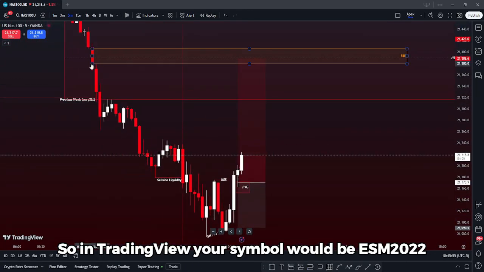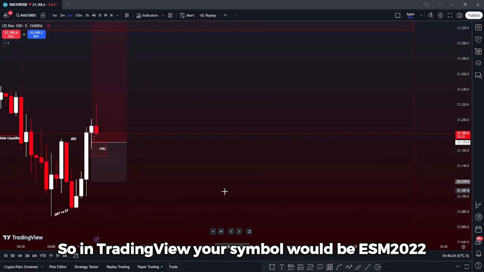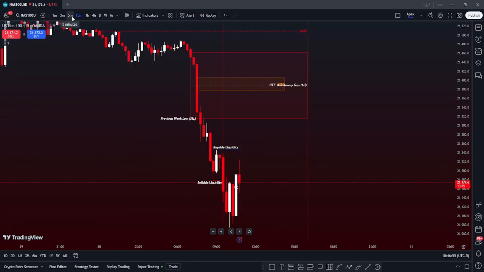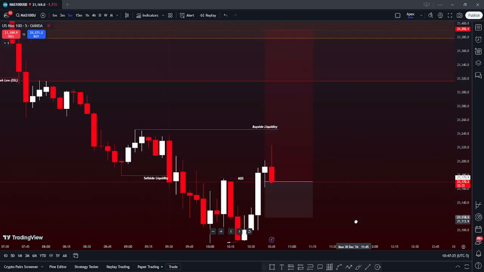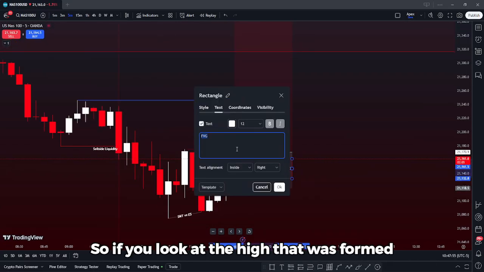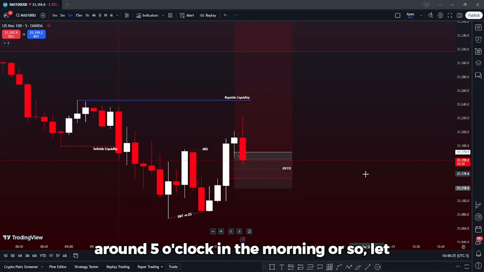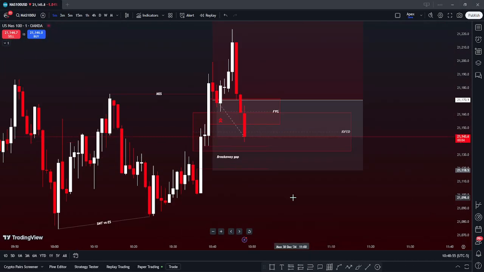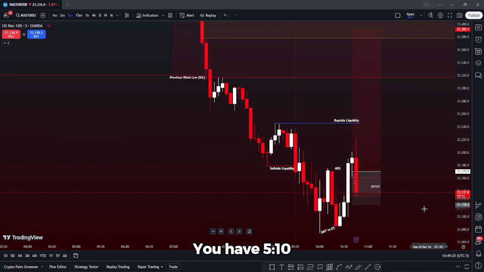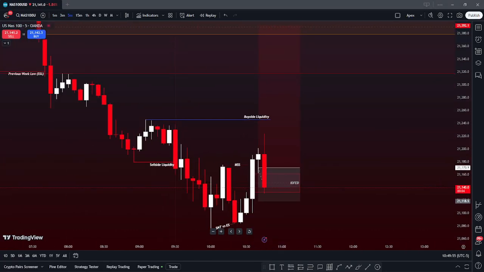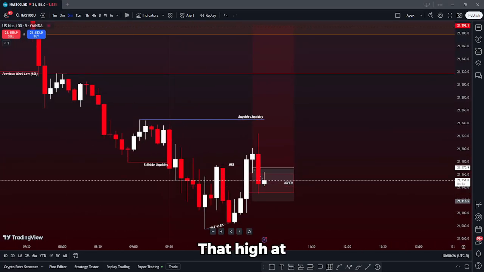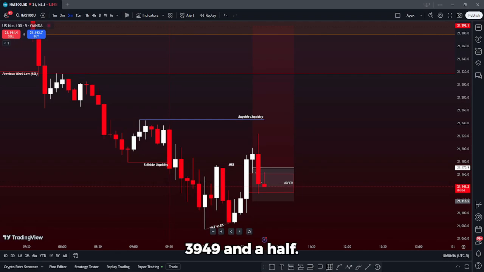On TradingView, your symbol would be ESM2022 on the 5-minute interval. If you look at the high that was formed around 5 o'clock in the morning or so, let me see if that's the right time. Yeah, 5:10, 5:15. That high at 39.49 and a half. That was 3 times the market went up.